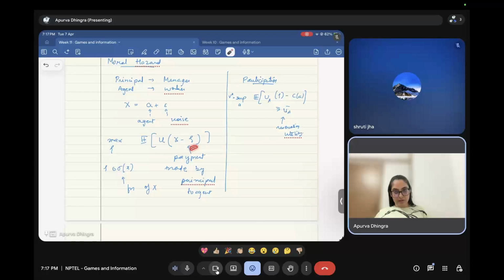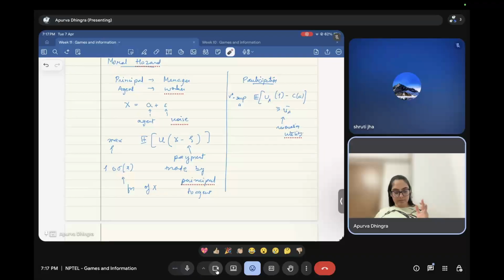This Xi is the wage, the payment made by the principal to the agent, and it depends on, it's some function of this x value. So this is the total effort, so to say. So this is an additive situation.